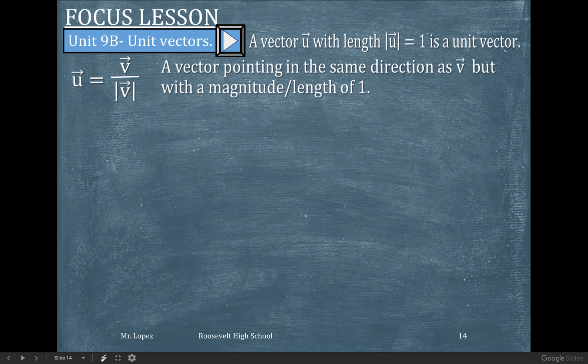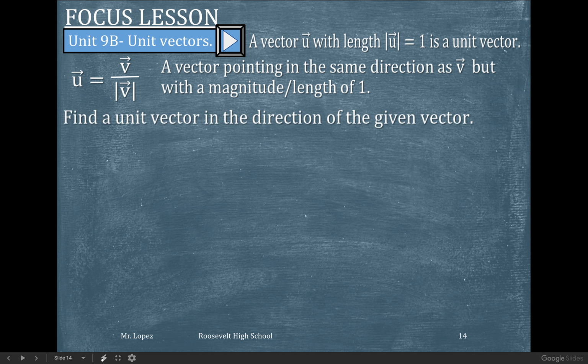So this new vector, which would have a length of 1, would be pointing in the same direction as vector v, the original vector, but now would have a magnitude, or length, of 1. Find a unit vector in the direction of the given vector. Example.